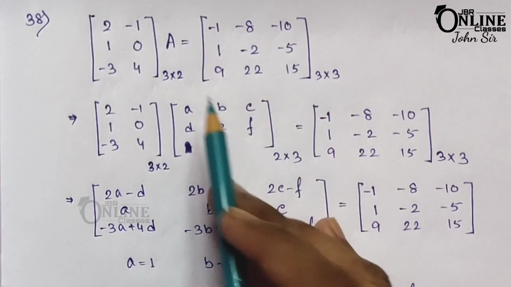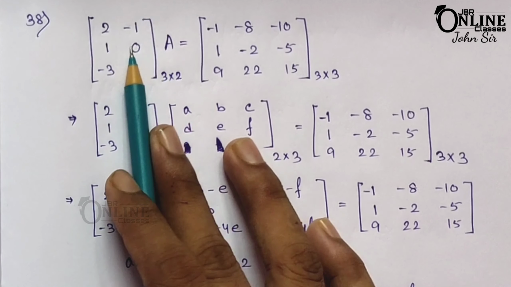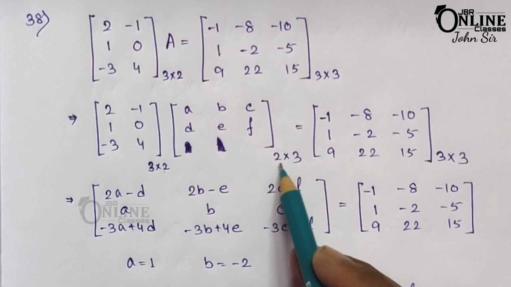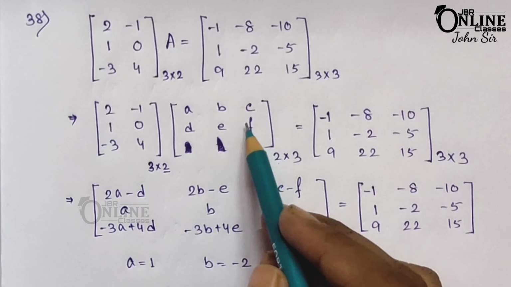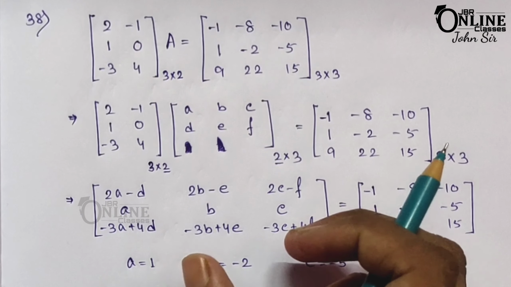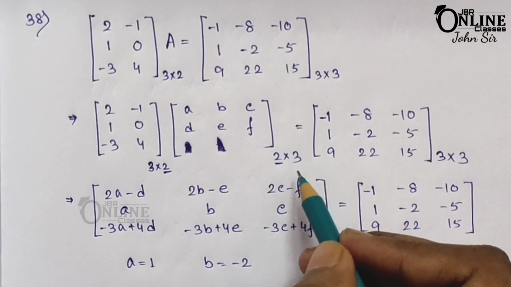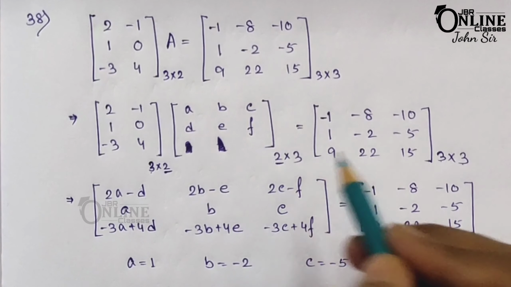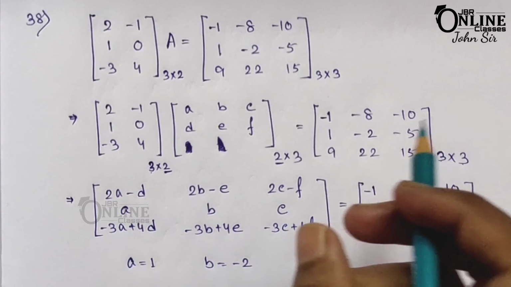First you have to find out the order of this matrix. As the A matrix multiplied with this one gives a result of 3 cross 3, definitely these two will be equal, because if the columns of the first matrix are not equal to the rows of the second matrix, then you cannot multiply these two matrices. So if this one equals 2, then this one is definitely 2. And as the result is 3 cross 3, so here is 3, then there should also be 3. In this way you can first find out the order of the matrix.